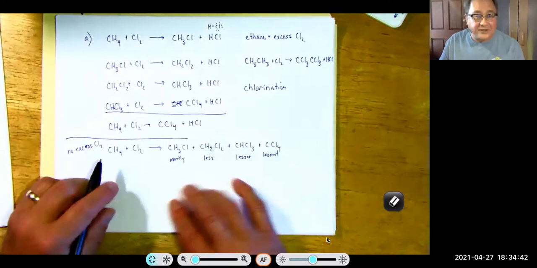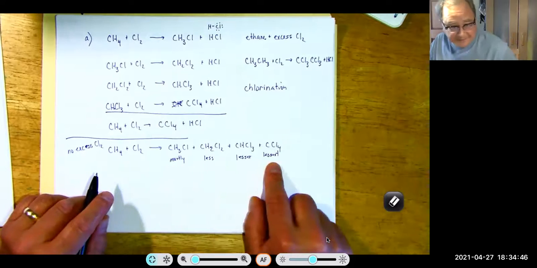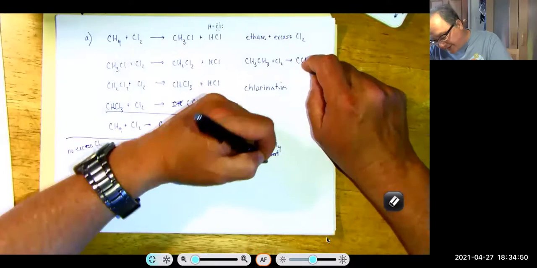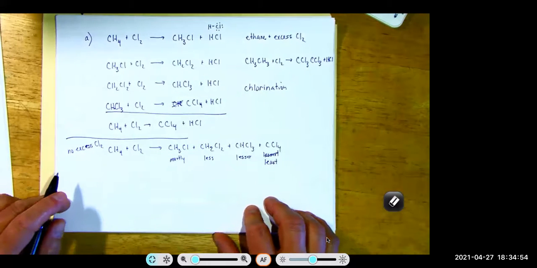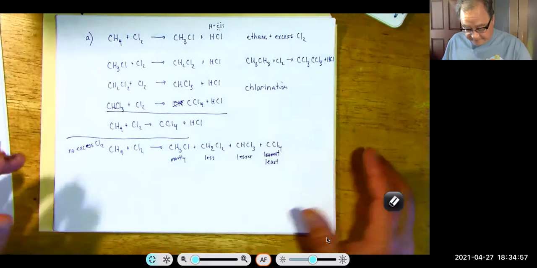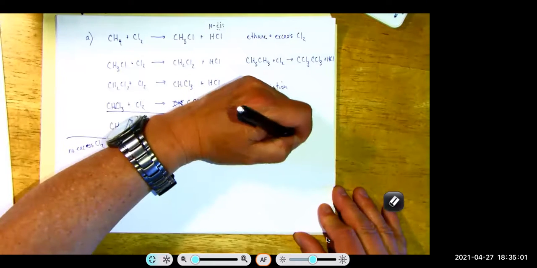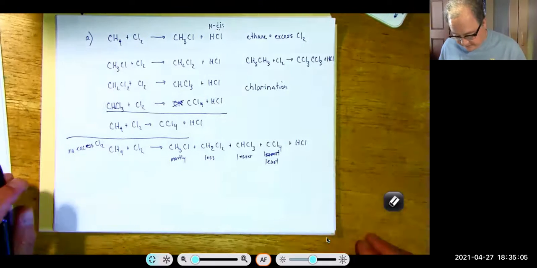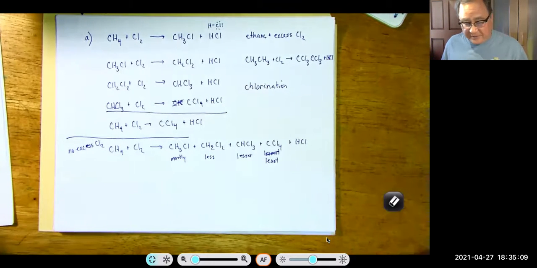You guys like that? That's a new word. Mostly, less, lesser, and lessest. And it's still plus HCl at the end. Okay, so maybe it's not lessest, maybe it's least. Okay, but you get all 4. And what's the other product you're going to get? Hydrochloric acid. HCl. Is this balanced? No. Are we showing you all the possible products though? Yeah. And that's the purpose here.